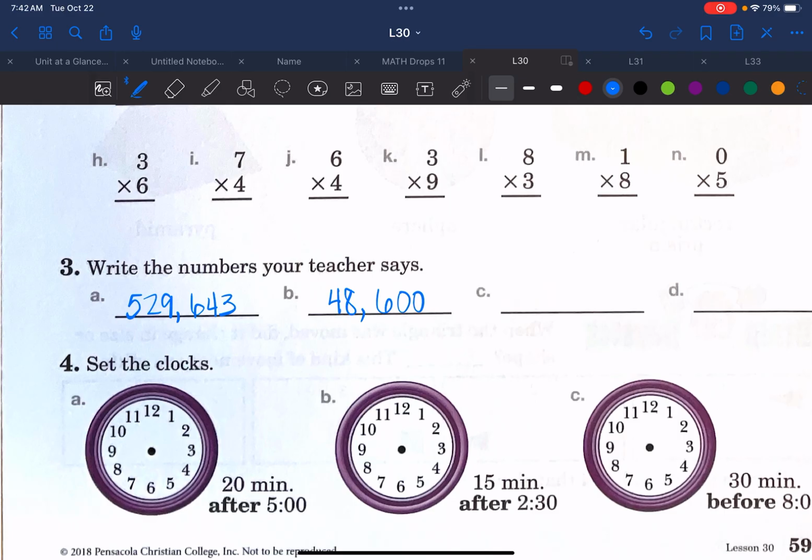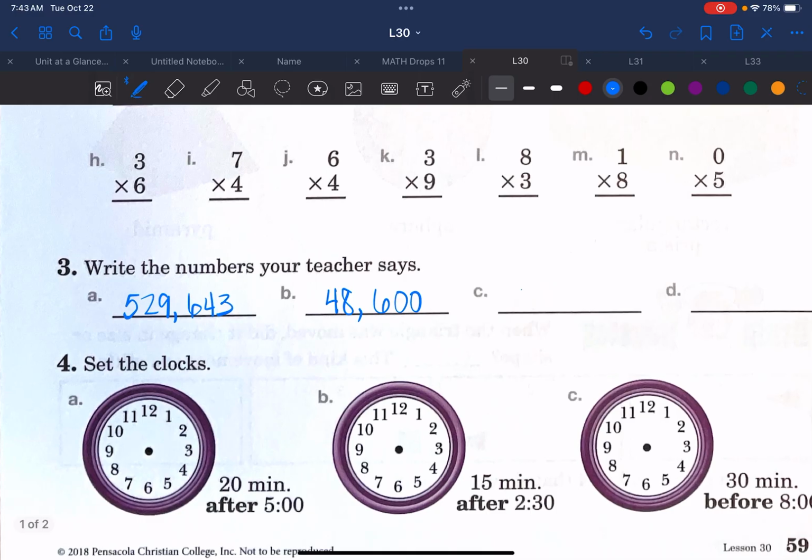C, 800,800. Ready for the answer? 800,800.